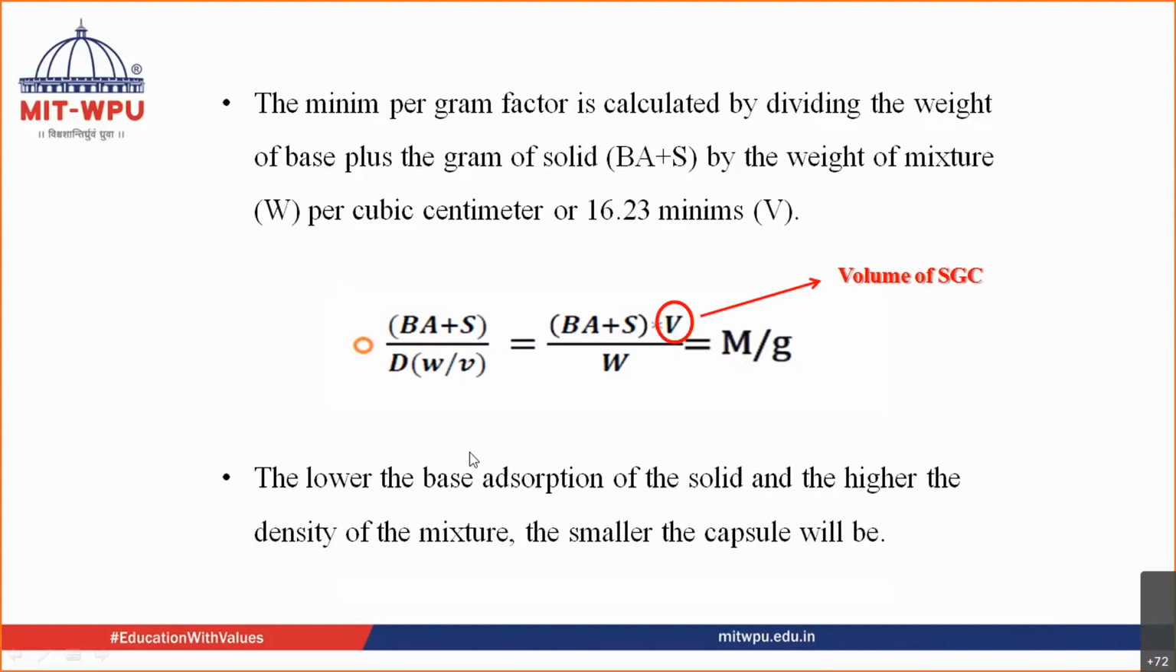Now, one thing that you have to remember is that the lower the base adsorption of the solid, the higher is the density of the mixture and the smaller is going to be the capsule. So the base adsorption should be as low as possible. If the base adsorption is lower, then a smaller capsule size will be required, because the density of the mixture is going to increase. As the density of the mixture is increasing, hence a smaller capsule size is required. So lower adsorption is better for the mixture.